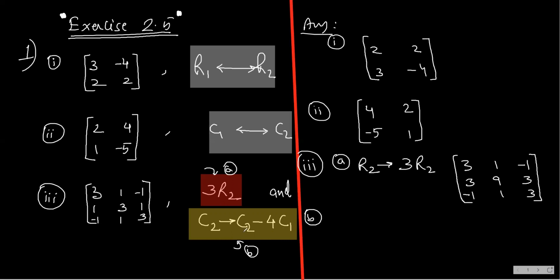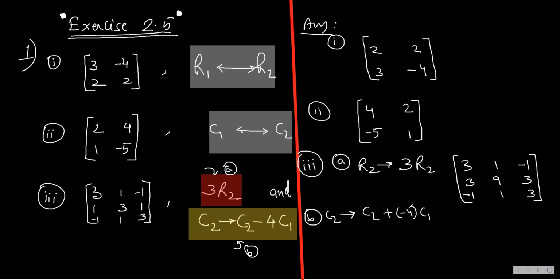Then you have this one, B. What is B? C2 changes to C2 minus 4C1. Minus 4C1 is the same as C2 plus minus of 4C1. Now, why do I take it this way? You might be thinking that when it was C2 minus 4C1, why do we have to write this? Absolutely no issue. If you want to take it this way, you can. No worries at all. It is one's preference. I prefer adding.